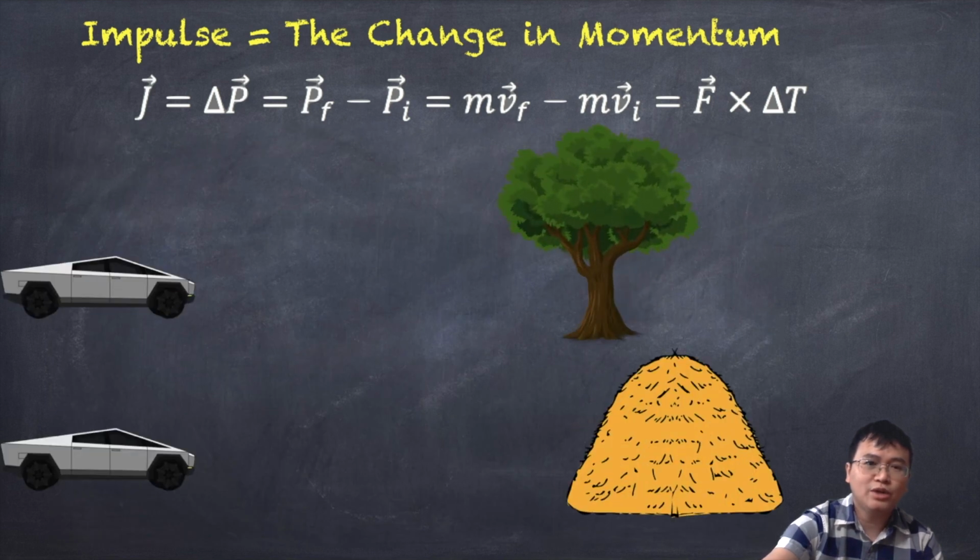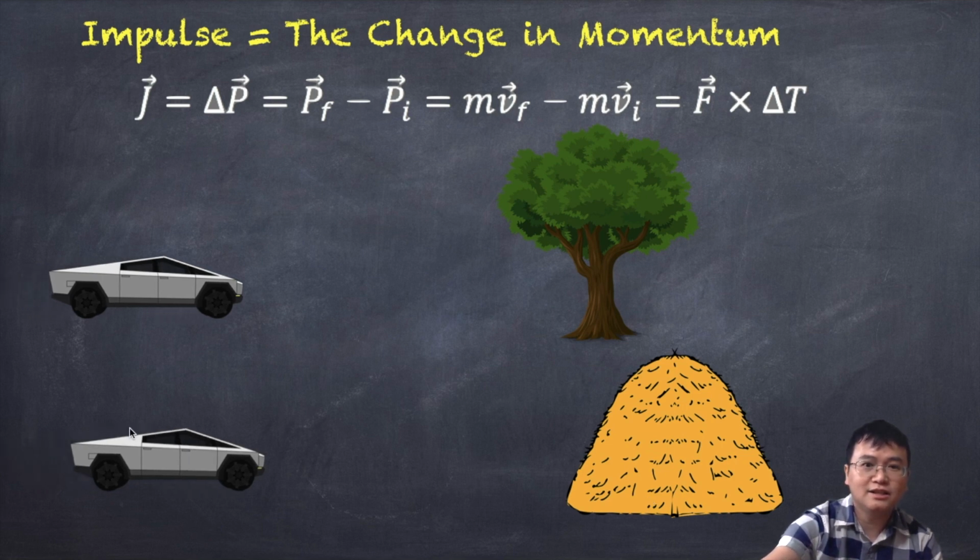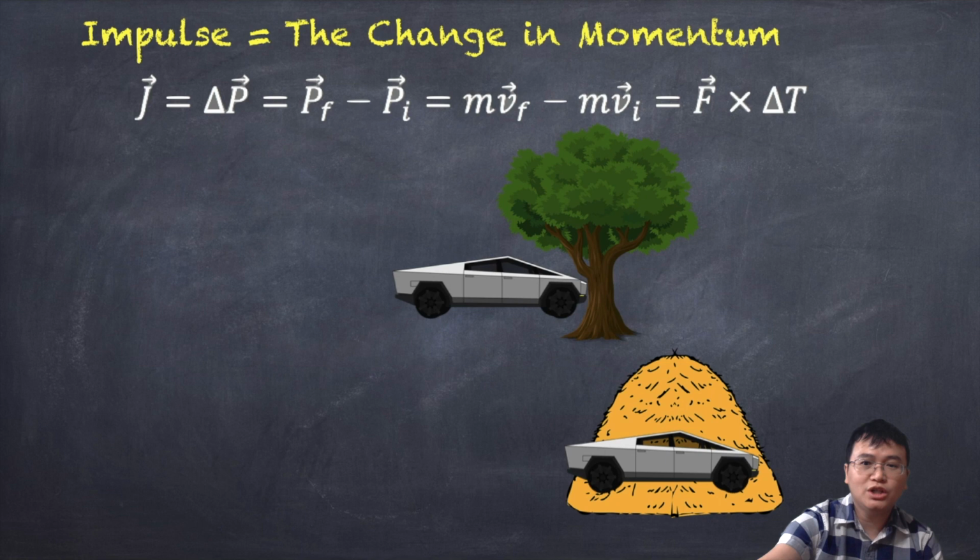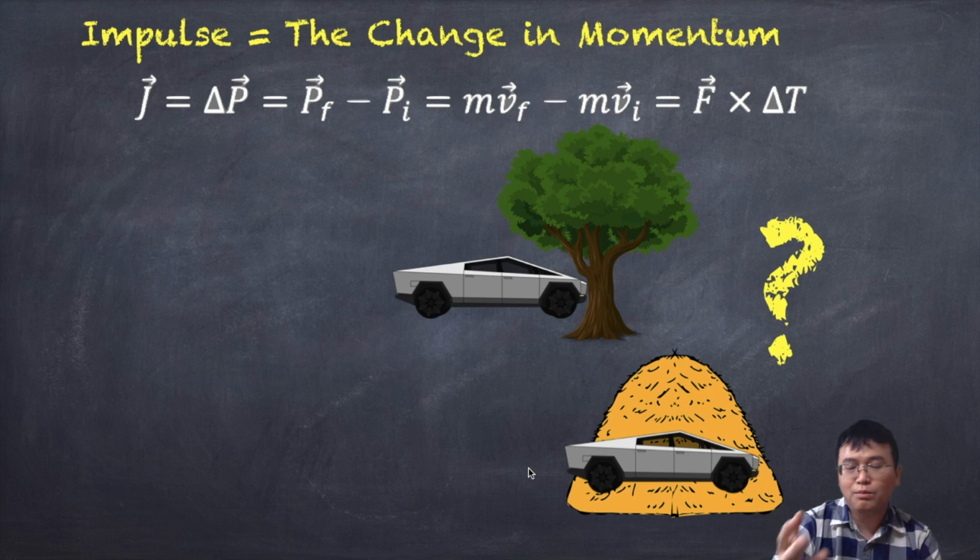So we have a situation where both masses are the same, and what will happen is they both will hit. In case one, the Tesla vehicle will hit the tree. The other one is the Tesla will hit a haystack. They both start at the same initial velocity. See that? Bam. So the question I have for you is which case, case 1 or case 2, has the greater impulse? Pause the video, see if you can figure that out.